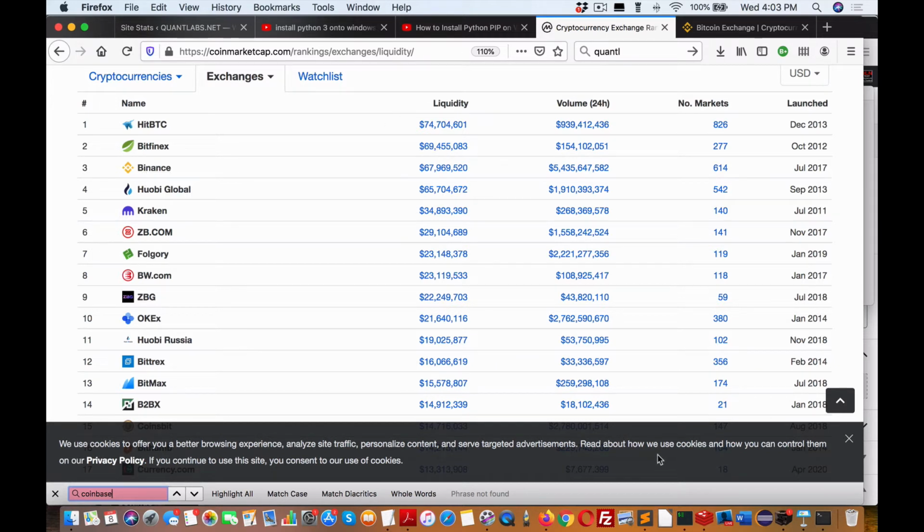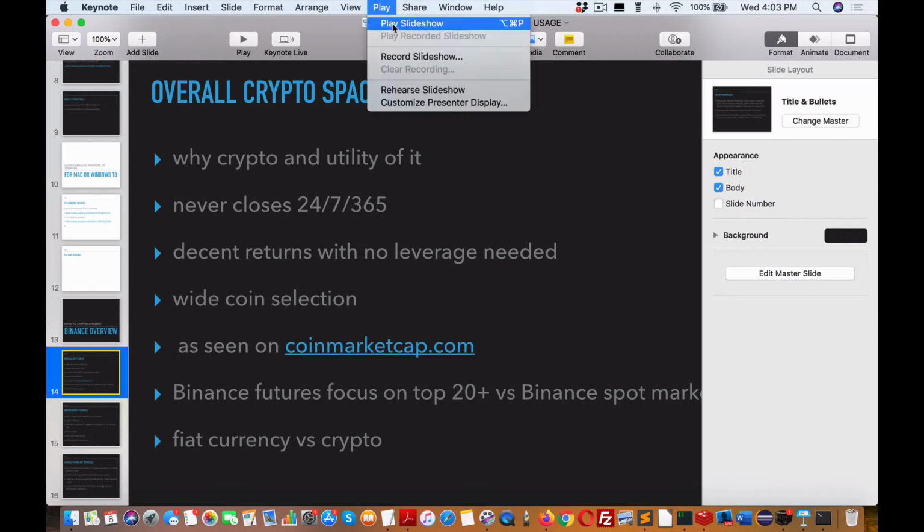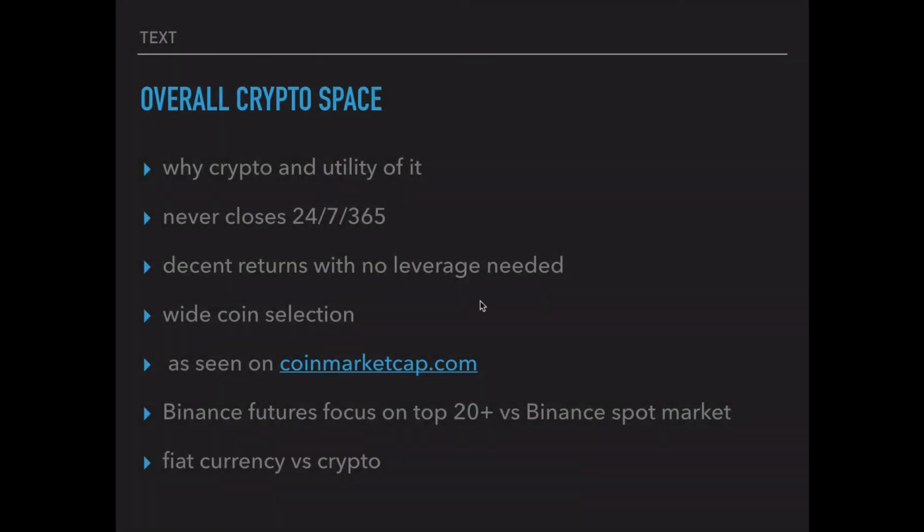So let me go back to our little slide deck here. So we've talked a lot about CoinMarketCap, and gave a pretty good overview of the crypto coin space. So let's understand Binance is, there's the futures market with Binance. And that's a futures market as well.